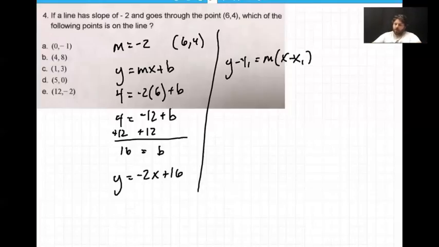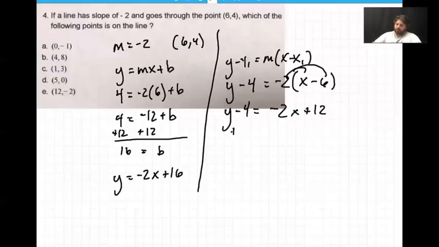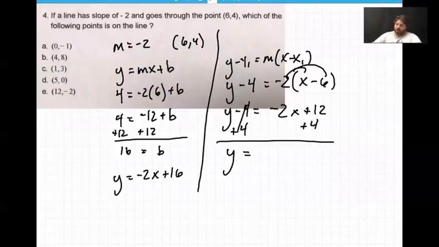Now if I use my other equation, it's y minus the y value, which is 4, equals m, the slope, times x minus the x value, which is 6. Again, I'm using x and y for my coordinate. Distribute here, I get -2x plus 12 equals y minus 4. When I solve for y, I add 4 to both sides. I get the equation y equals -2x plus 16. Same thing you get on both sides. So it doesn't matter which way you do it, you're going to get the equation of the line.